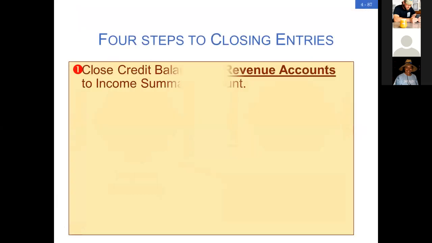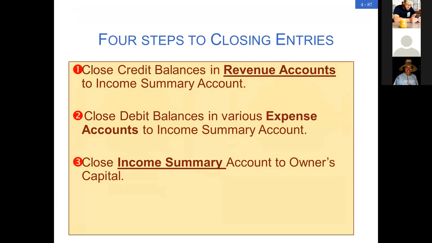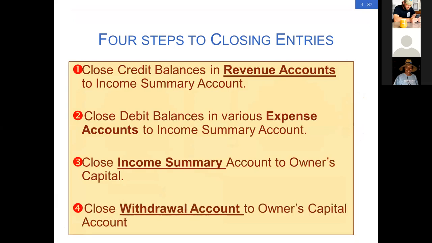So four steps, right? Close credit balances in revenue accounts to income summary. Close debit balances in expense accounts to income summary. Close income summary to owner's capital, and close the drawing account, or dividend account, to owner's capital.